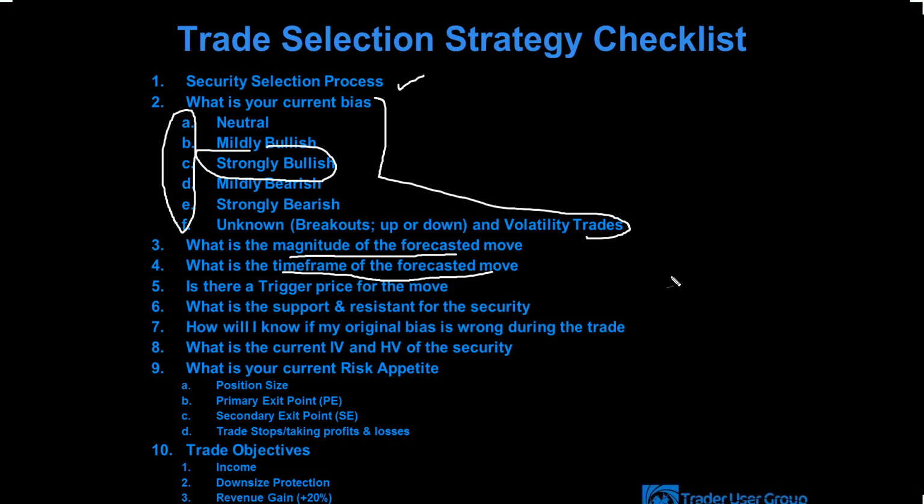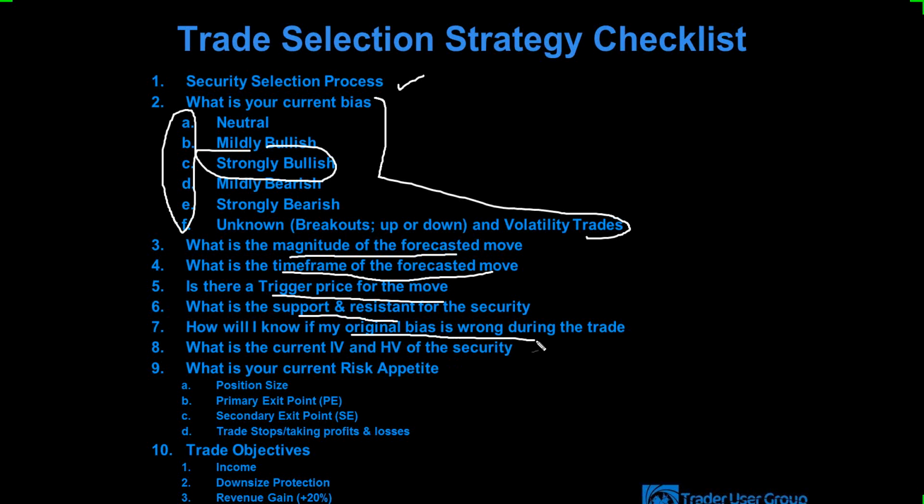Remember, we're in options now. So when you look at an option price and an option chain, you've got both the magnitude of the forecasted move and the time frame. What trigger price am I going to use to say I'm going long or I'm going short? Where are my support and resistance points? Because remember, you've got to select strikes. You've got to know what you're going to be doing with that.